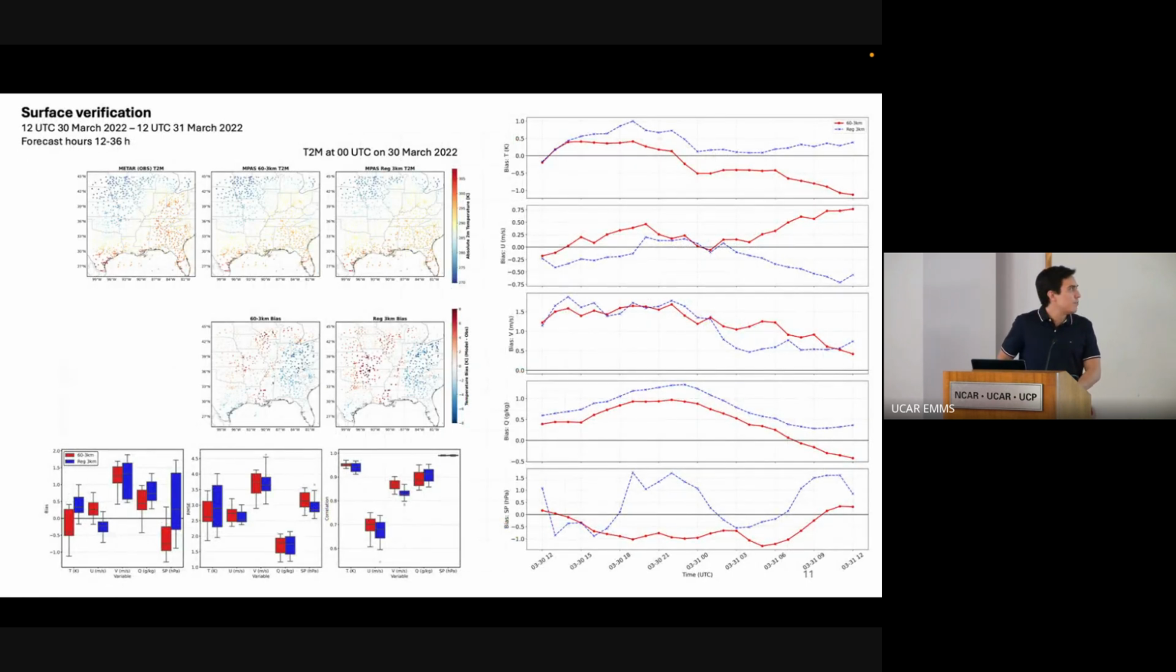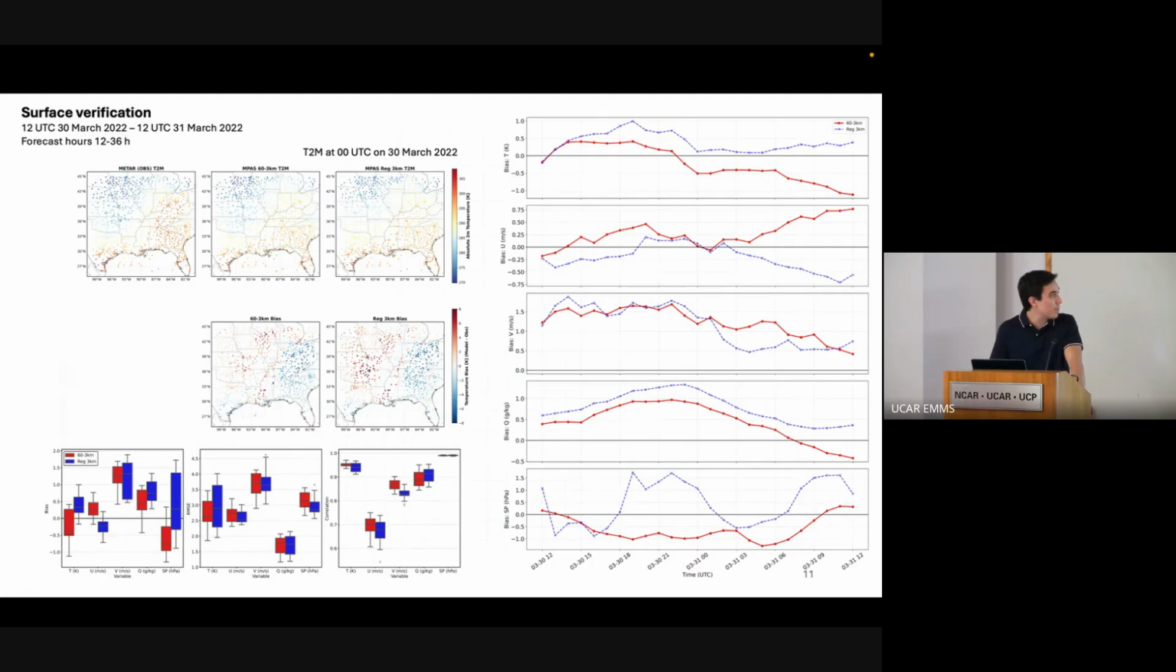So in terms of surface verification against SINOP and METAR observations, we can see some difference. For instance, the regional run showed a warmer bias, and the global run a colder bias. And this warmer bias from the regional run comes from the influence of lateral boundary conditions.